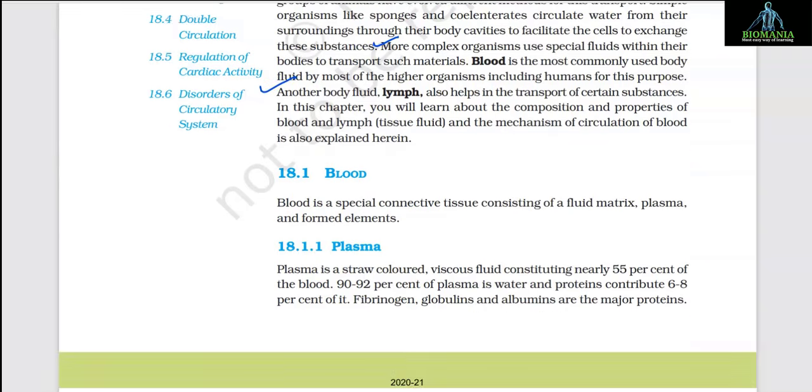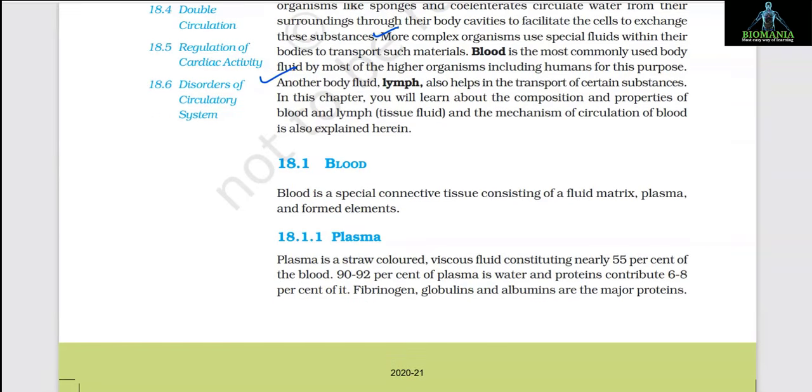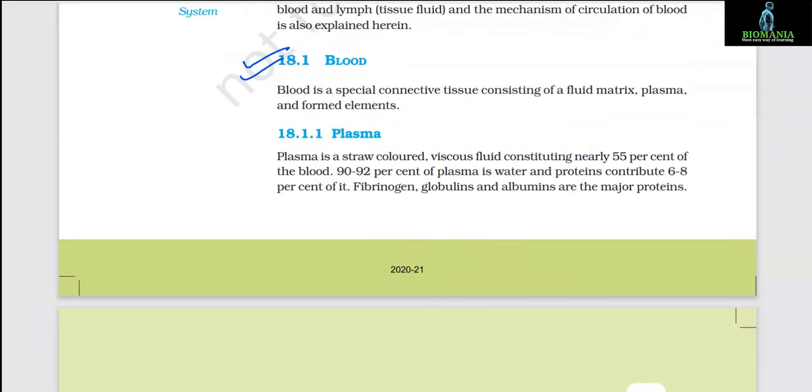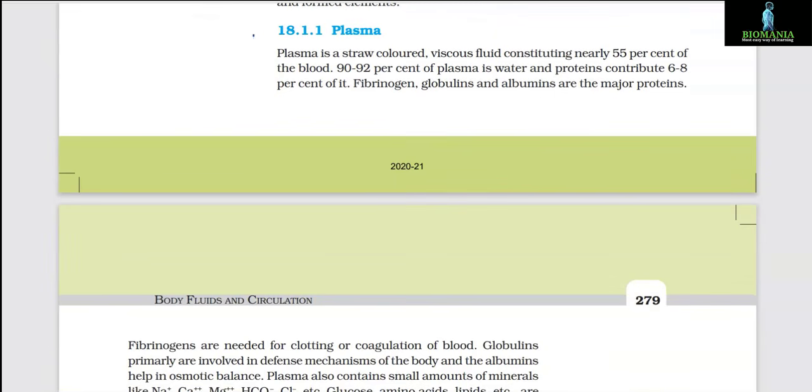Another body fluid, lymph, also helps in the transport of certain substances. In this chapter, you will learn about the composition and properties of blood and lymph, that is tissue fluid, and the mechanism of circulation of blood is also explained herein. 18.1 Blood. Blood is a special connective tissue consisting of a fluid matrix, plasma, and formed elements.